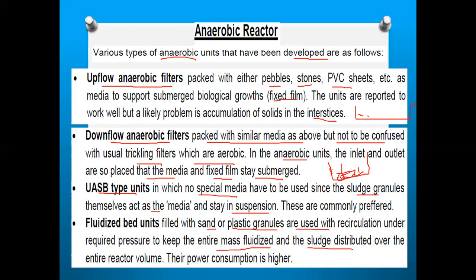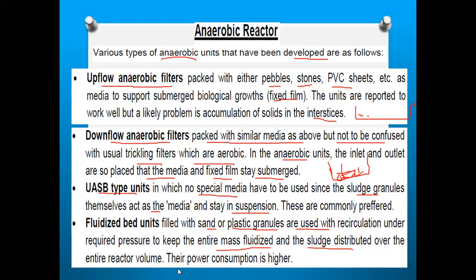So generally, what are all these four types of reactors? These reactors are intended to collect the waste material, the sludge material, from the primary effluent wastewater, right? So here they are using different media. What are the media? The stones, pebbles, PVC sheets, right? These are the various types of materials which are placed at the bottom bed of the container in order to collect the waste material. That is nothing but anaerobic reactors.